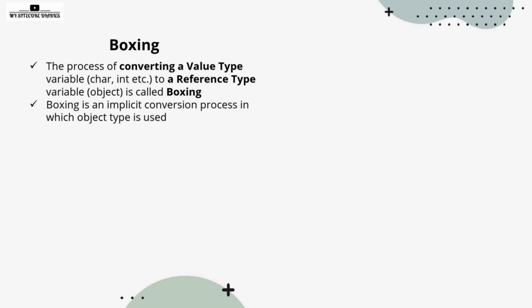If you are not aware of that, then you can have a look at that video, then you will understand that boxing is a process where you are converting a value type to the reference type. Boxing is an implicit conversion process in which object type is used. So wherever you are doing an implicit conversion from value type to reference type, for example integer to object, character to object, that is called boxing, because it is done implicitly, the compiler itself does that conversion.